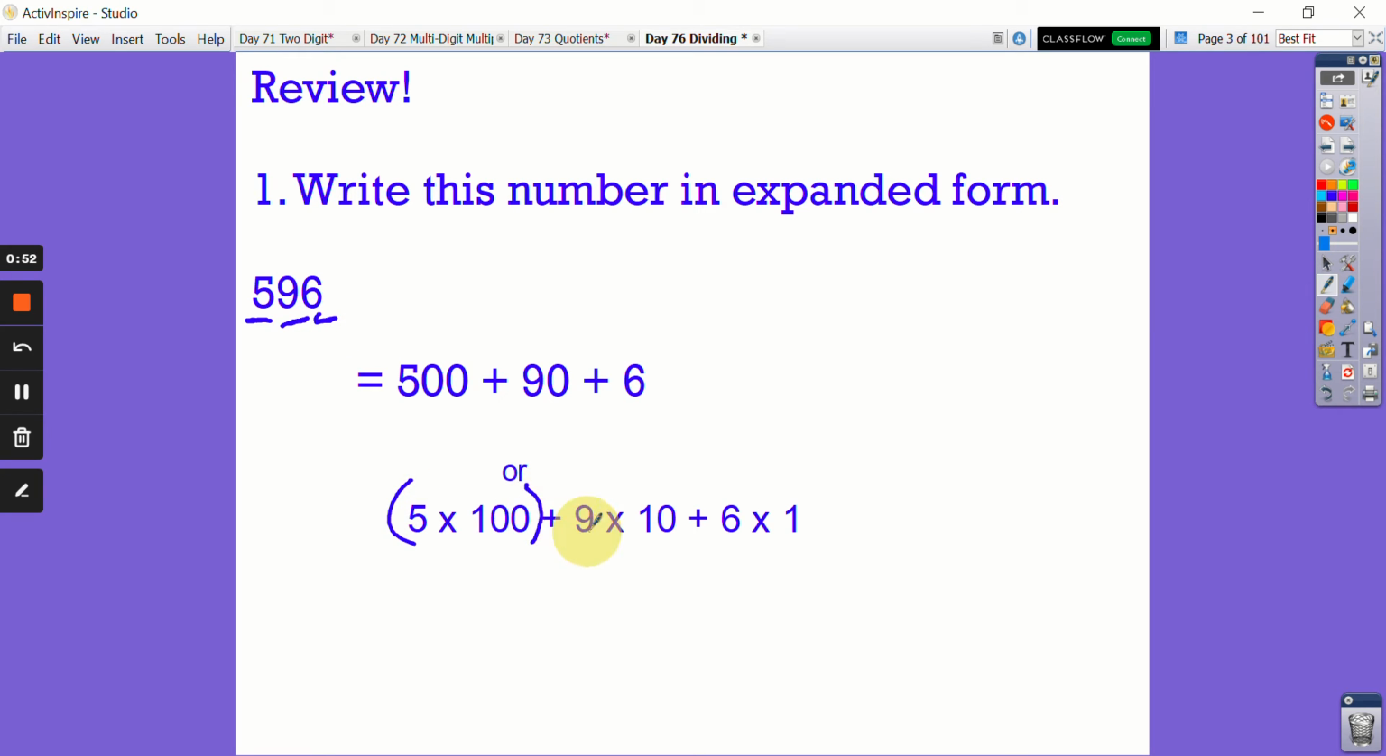Or if we did expanded form using multiplication, we could do the same thing. The 5 is in the hundreds place. The 9 is in the tens place, and the 6 is in the ones place. So just a little review of a skill we already know, but we're going to be using that skill today.